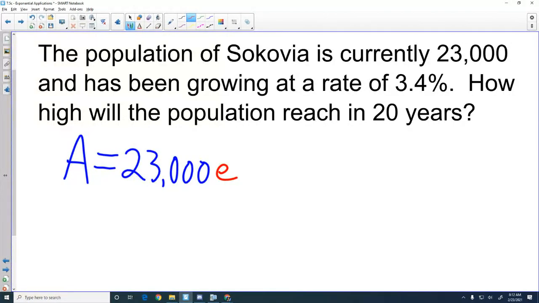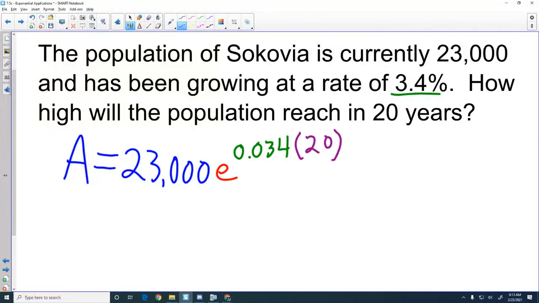You don't need to know what number it is, but it is a constant, similar to pi. And that e is raised to the r times t. r is the rate, but again, we never put percentages into our equations. We convert it to a decimal. So I'm going to write this as 0.034. And that's being multiplied times the time, which is 20 years.